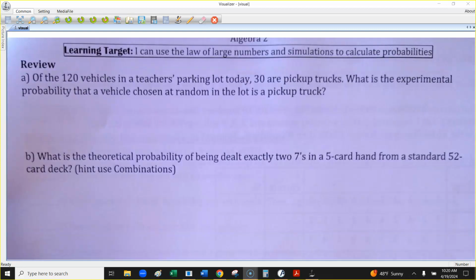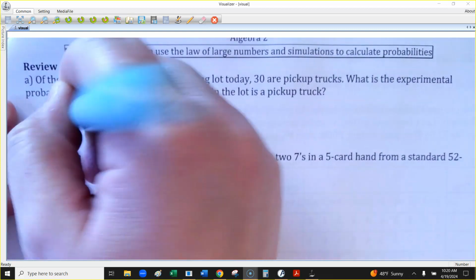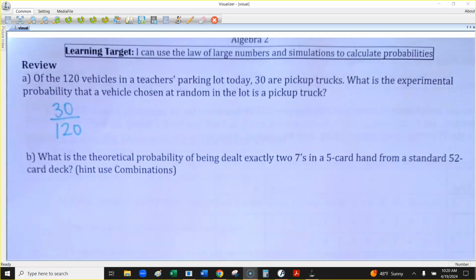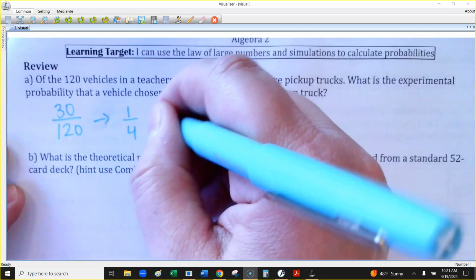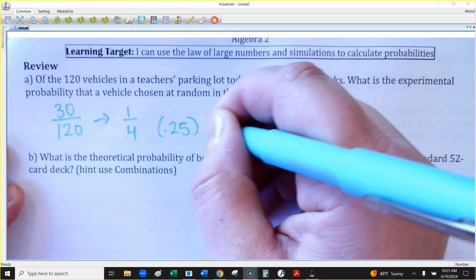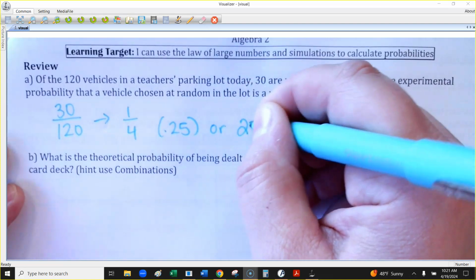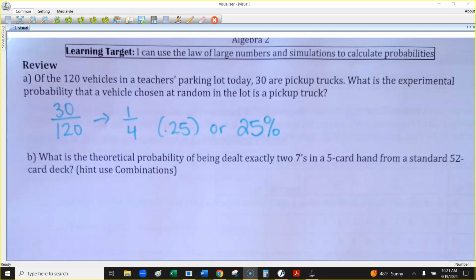Exactly. So 30. We didn't have to do any studies about what's the average number of people that have pickup trucks or anything like that. Experimental probability means you have to have some kind of data, and we'll go from there. So this is actually just 1/4. As a decimal, 0.25, or as a percentage, 25%. So if I randomly selected a teacher that parked their car, we would expect 1 out of 4 would be a pickup truck.